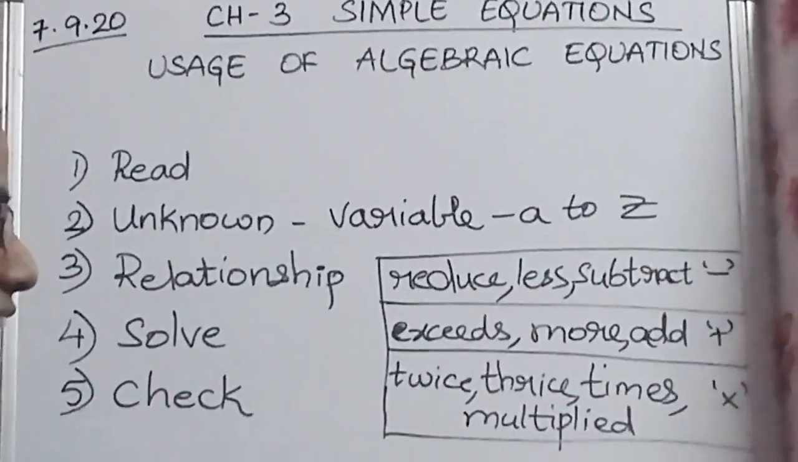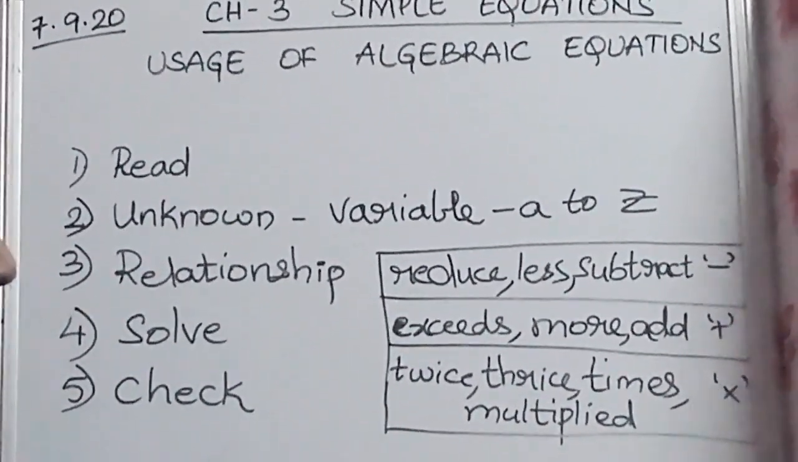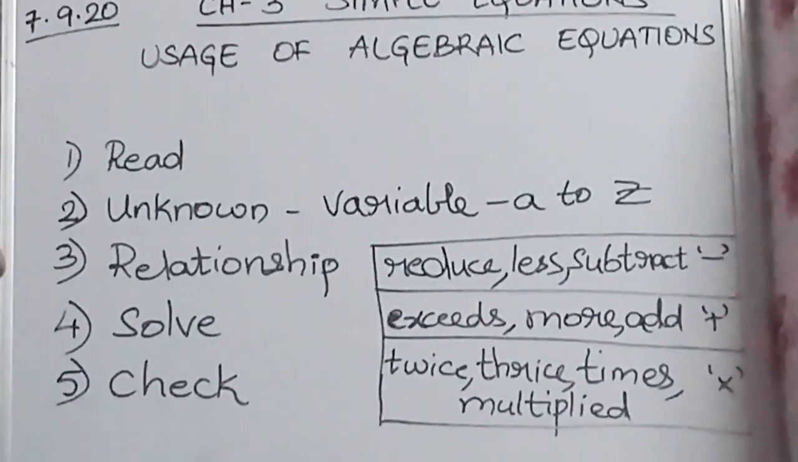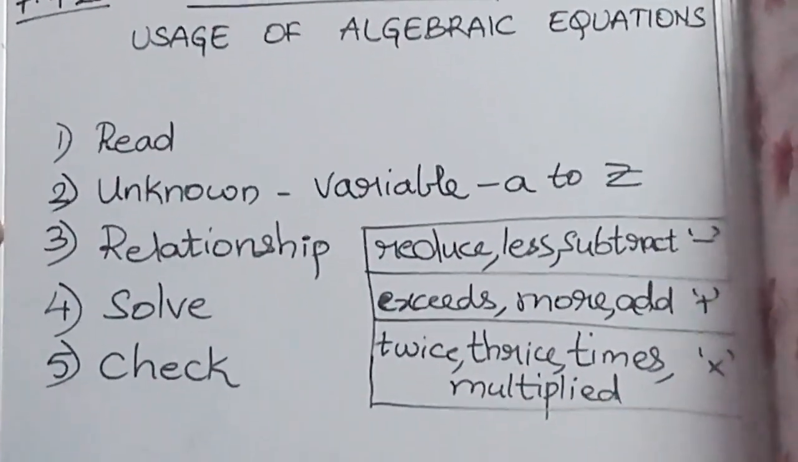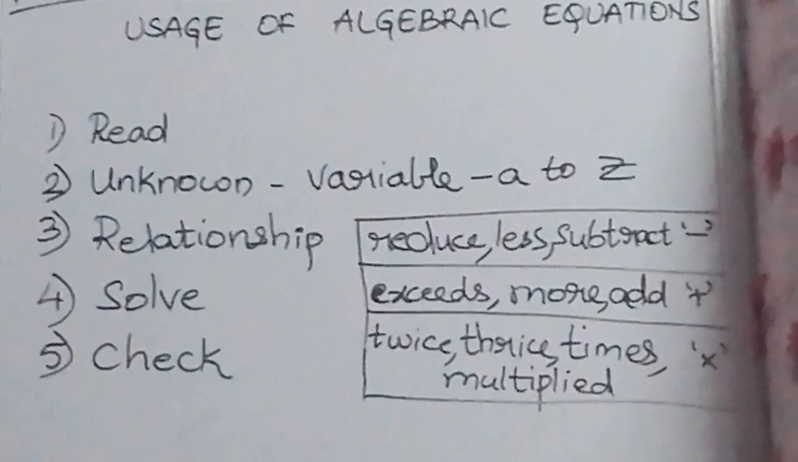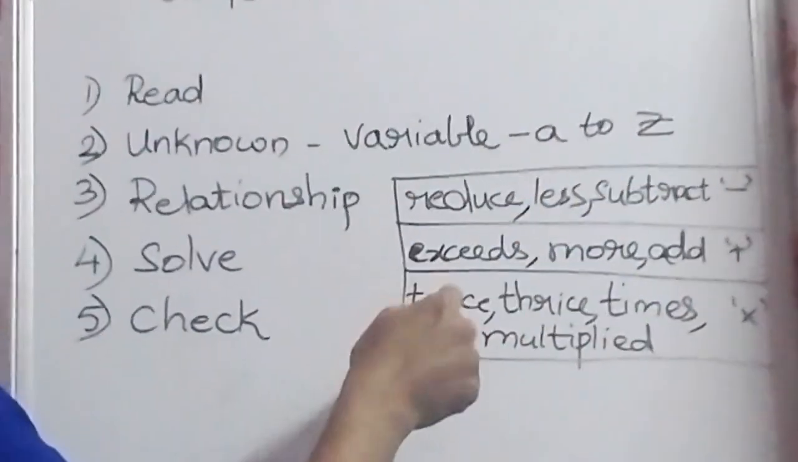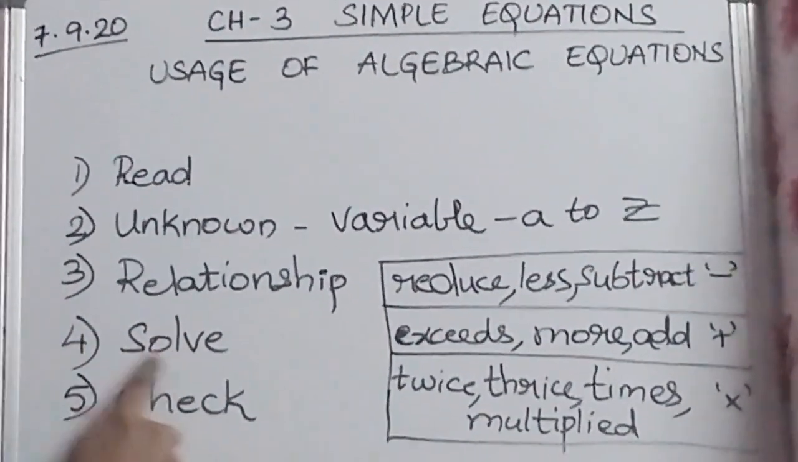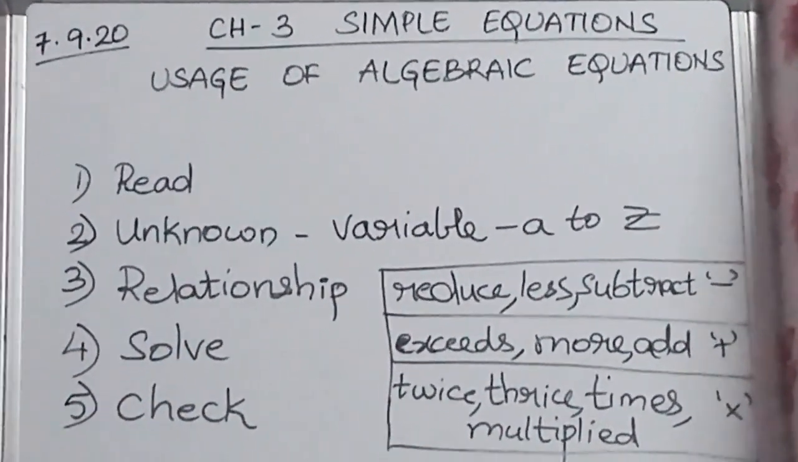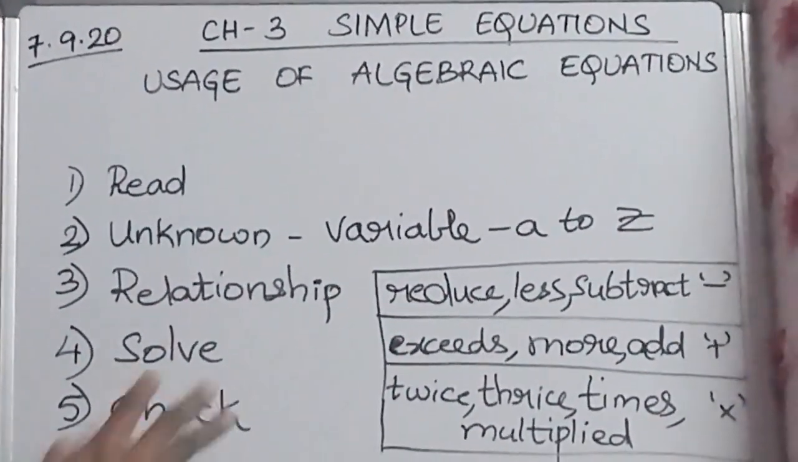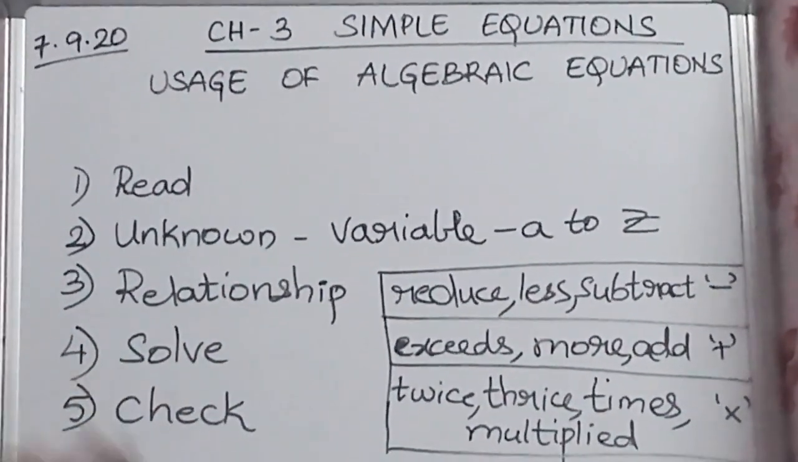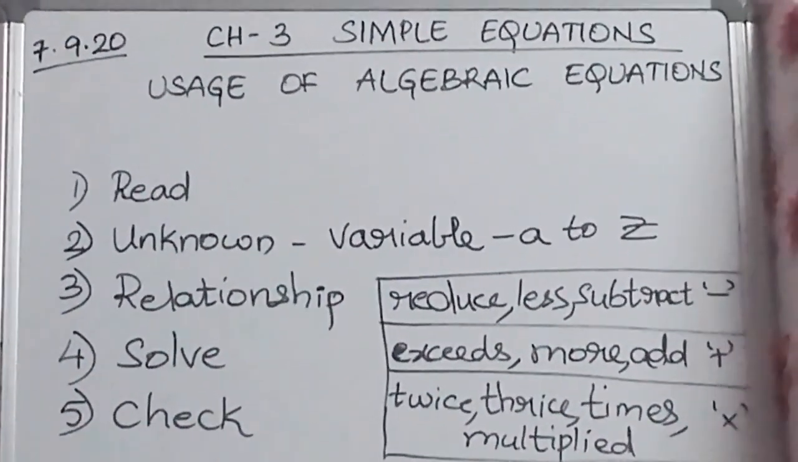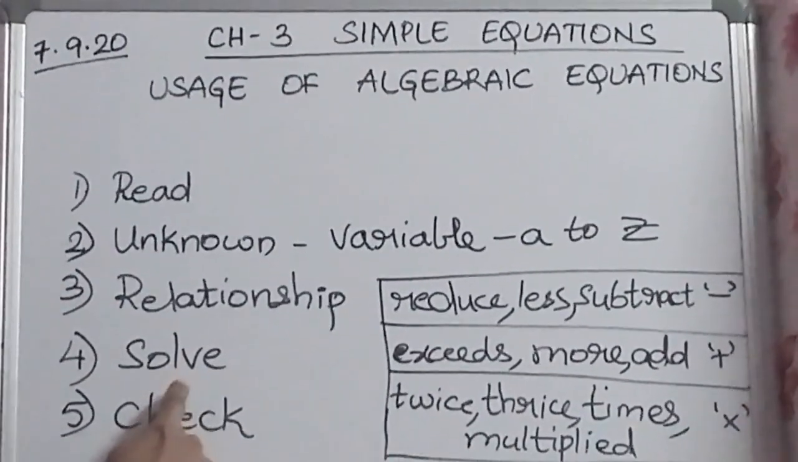Twice means 2 times. Thrice means 3 times. Whenever times is there, you need to multiply. Multiply means you have to take multiplication. Remember these terms, which will help you to solve the problems easily. Solve means the methods you have learned already, you can substitute. This solving part you have already learned. The check part we have also learned already. You can use these 2 steps.